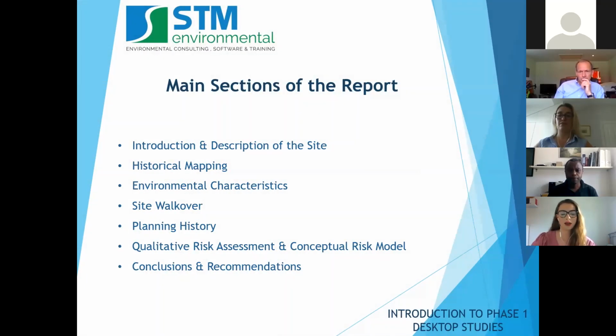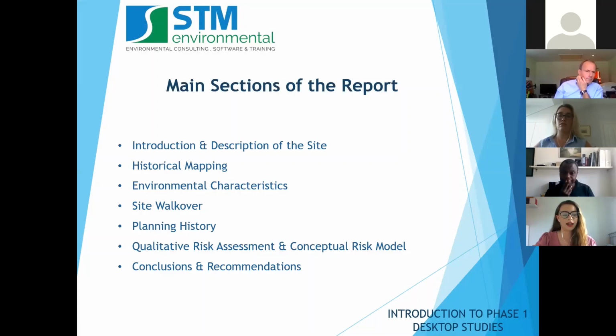Over the next few slides, I'm going to talk you through the main aspects of a phase 1 report. Firstly, the report will need to include an introduction and a description of the site, which will usually comprise the description of the site itself and the proposed development. Then there will be a historical mapping section, which provides a chronological summary of the site and the surrounding area. The environmental characteristics section provides all relevant information of the site's environmental setting, including the obvious like geology and hydrogeology, to things like pollution incidents and landfill sites. The site walkover section provides a summary of observations made during the site walkover and photographs taken.